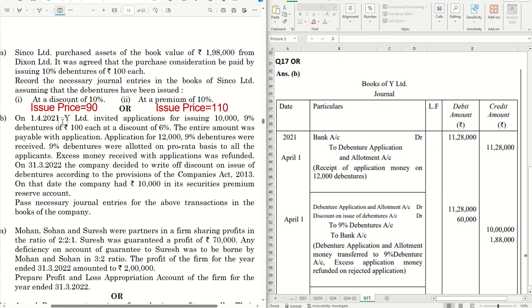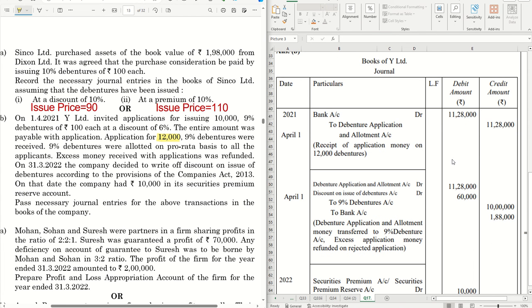Y Limited on 1st April 21 invited applications for issuing 10,000 9% debentures of rupees 100 each at a discount of 6%. So for this, straightforward, there will be a journal: bank account debit to debenture application and allotment account, and the entire application money. If you see, applications were received for 12,000 debentures. So 12,000 into the issue price. Issue price is at a discount of 6%, that means 94 rupees is the issue price. So 94 into 12,000 gives us 11,28,000. That is my application money received.